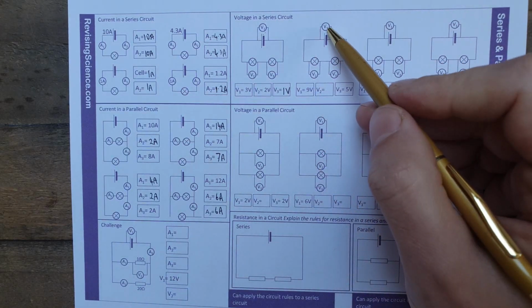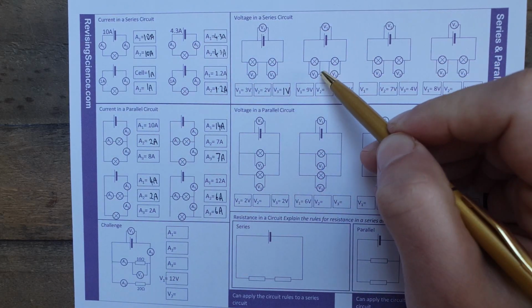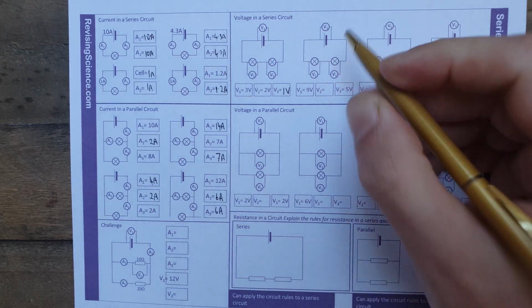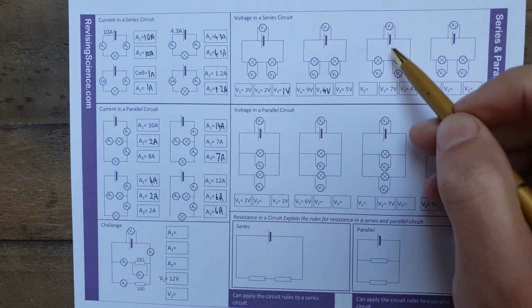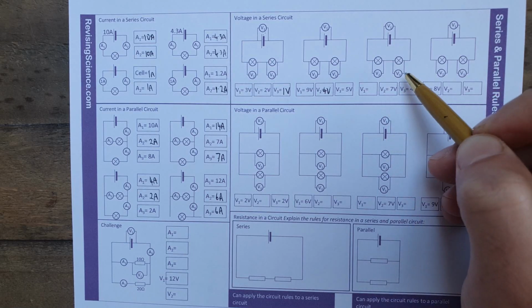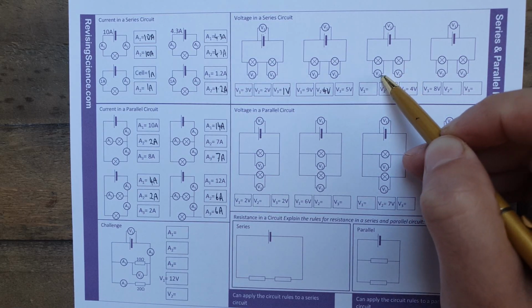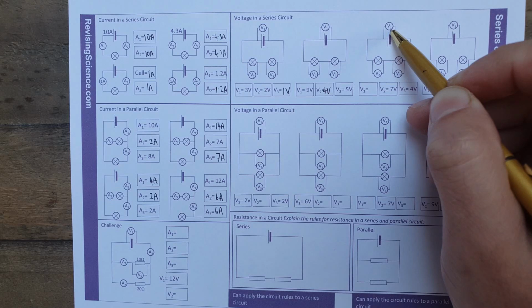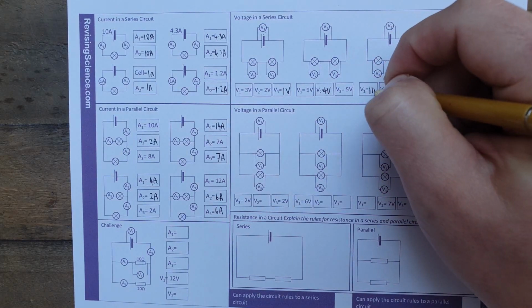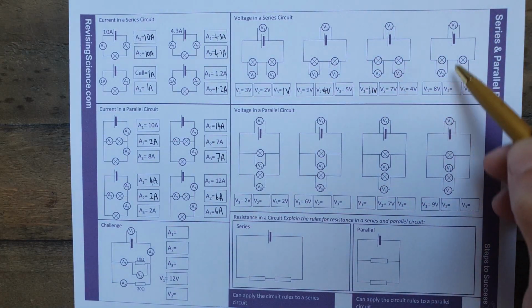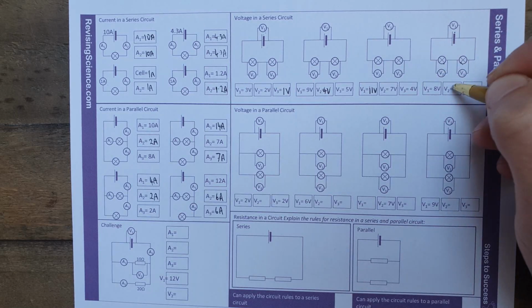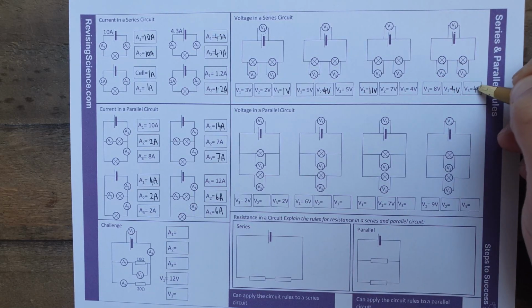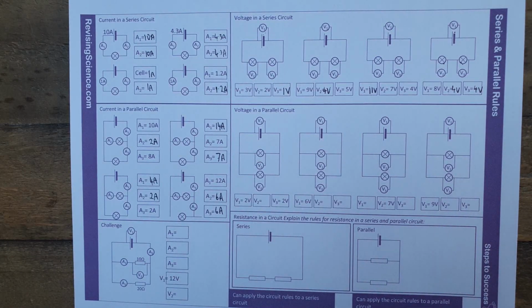In this circuit here, this is 9 volts and this is 5 volts. So this plus this must equal this, which would make that 4 volts. Over here, we've been given V2 as 7 volts and V3 is 4 volts. So the sum of these 2 voltmeters will equal this voltmeter, which will be 11 volts. And finally, in this one, this is 8 volts. So again, we're going to assume that the potential difference is split equally between both. And so they're both going to be 4 volts.